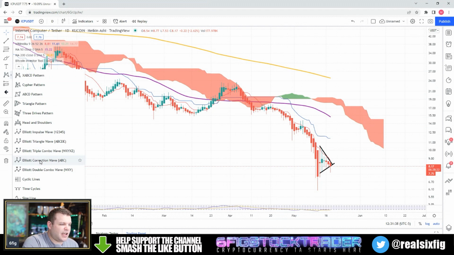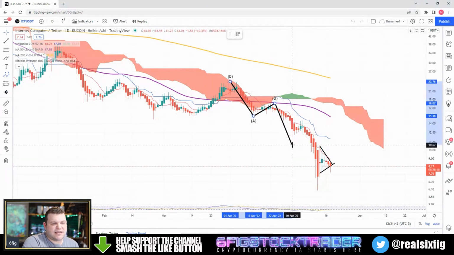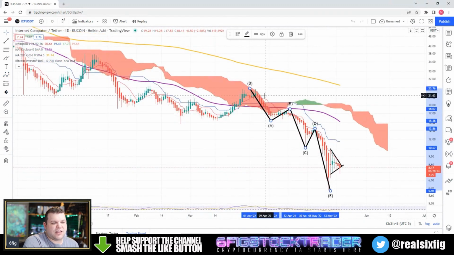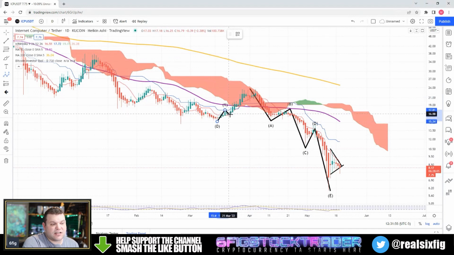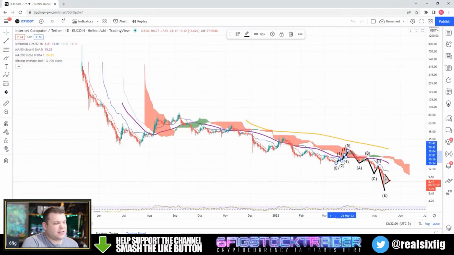I'm also noticing on the daily that I'm seeing an ABCDE correction occur. So this might be an indication that there could be some sort of reversal coming, because there was Elliott wave theory to the upside, I am almost certain of right here. So we are seeing a nasty correction take place. It is what it is.